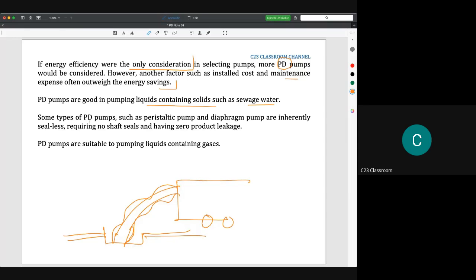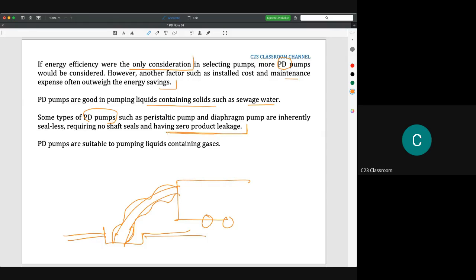Okay. Some types of positive displacement pump, such as a peristaltic pump and diaphragm pump, are inherently sealless, requiring no shaft seal and having zero product leakage. Okay, kadang-kala kita memerlukan keadaan di mana kita tidak mahu cecair bersentuhan terlalu banyak dengan parts pump kita, kerana ia mengelakkan berlakunya contaminant. So yang paling mudah sekali kita kata kita akan gunakan positive displacement pump. We will use positive displacement pump in dialysis machine.